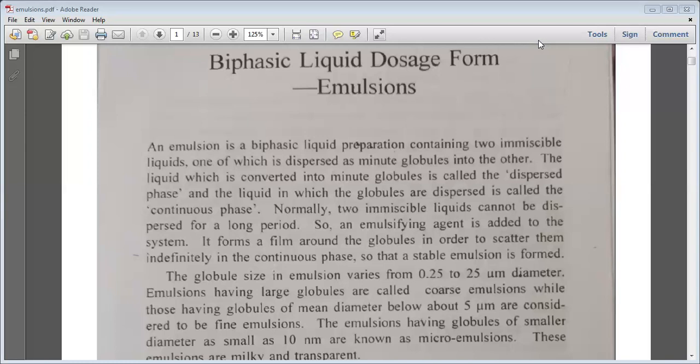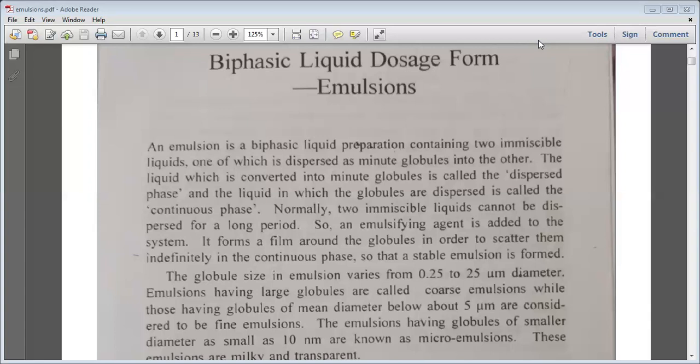So what the emulsifying agent does is that it coats the globules entirely and forms a film over the minute globules, so that these globules will be dispersed in the continuous phase and remain as separate entities. That is the reason the emulsion forms a stable preparation, because of this emulsifying agent coating the globules.